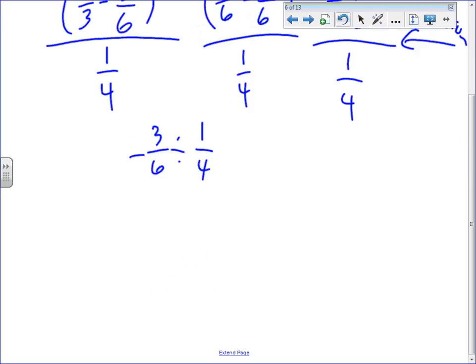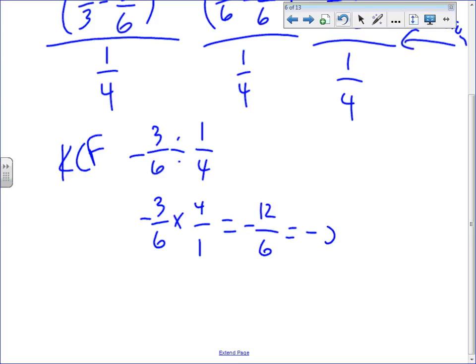Now, negative 3 over 6 can be reduced. So if you wanted to reduce that before the next step, that's fine. Most of you don't reduce until the end, so that's why I kept it this way. So I'm dividing fractions, so I have to remember my keep change flip. Negative 3 over 6 times 4 over 1. Multiply straight across. Negative 12 over 6, which equals negative 2.